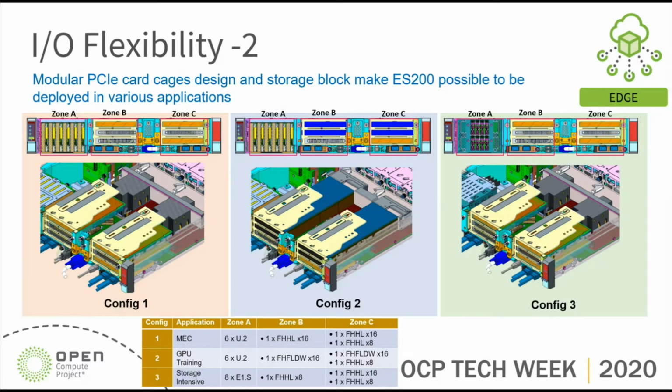The second I/O flexibility is that the PCIe card cage is designed to be very modular. Combining with the storage block makes the ES200 highly possible to be deployed in many kinds of applications. You may find we have three kinds of configurations for the ES200 design. The first one is MEC, which we call multi-access edge computing. The second one supports two pieces of double wide PCI cards, so this is also suitable for GPU training on the edge side. The third one is equipped with 8 pieces of E1.S, providing higher storage bandwidth, so we call it for storage intensive applications.